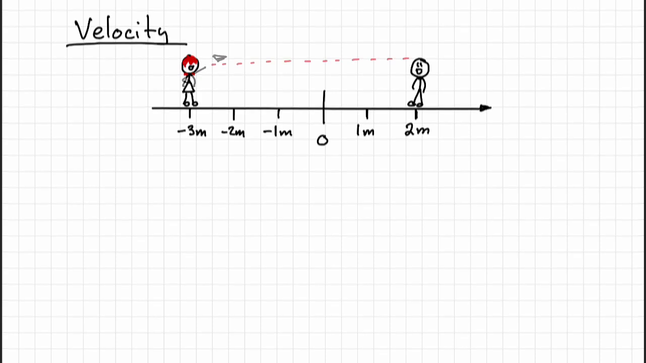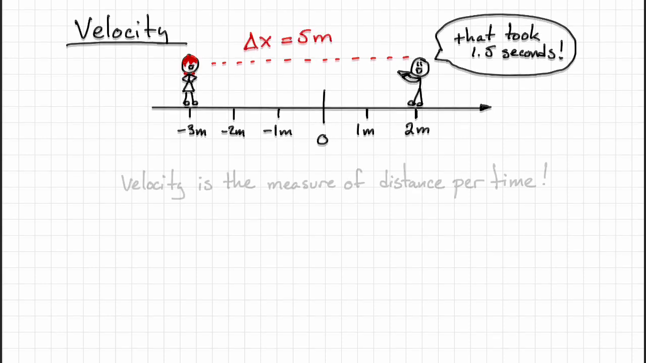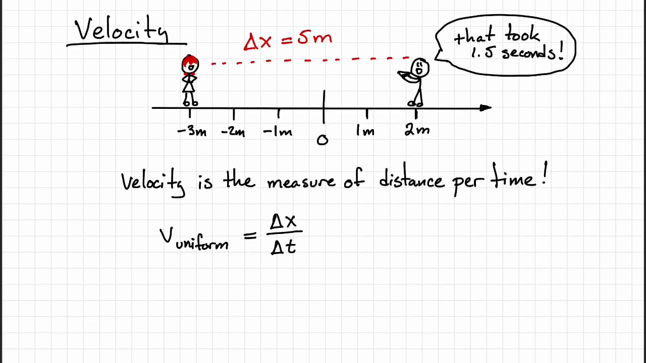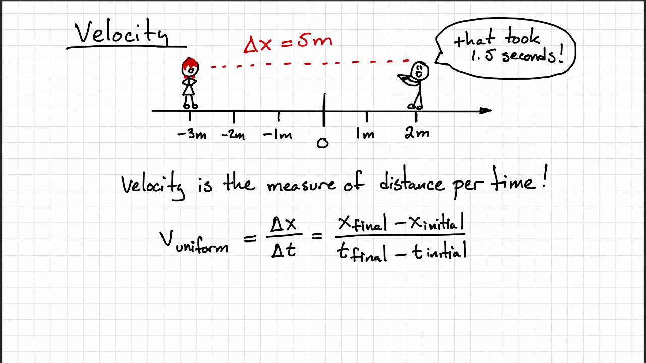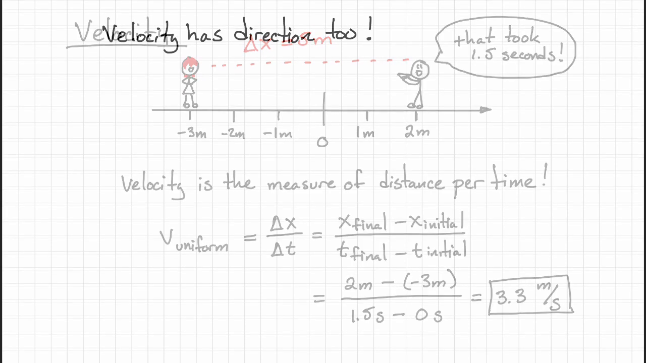To talk about velocity, let's have Jane throw a paper airplane at Bob. Velocity is the measure of distance per time, or delta x over delta t. If we expand out our deltas and then plug in our numbers, we find the velocity of our paper airplane is 3.3 meters per second.